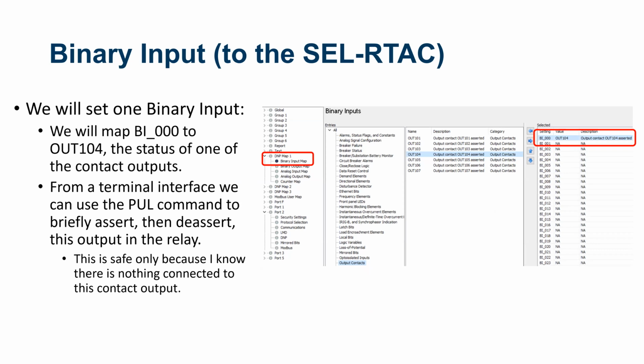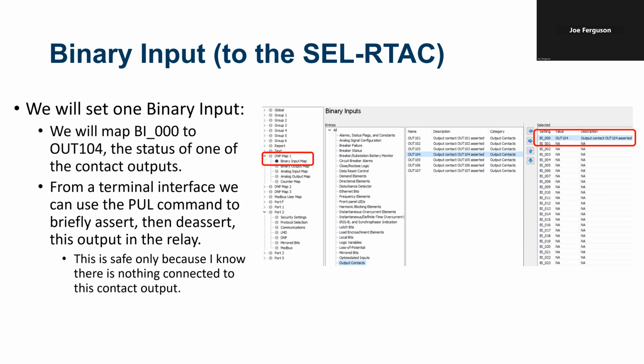So binary inputs, again, input to the SEL-RTAC, not the 351. So we're going to set one binary input, and like I mentioned, we're going to use OUT104, and that's the status of one of our output contacts. And I specifically chose this one for this demonstration because we can use the terminal interface software to do the pulse command, which asserts the output for 1 second and then deasserts it. It's just an easily manipulated bit.